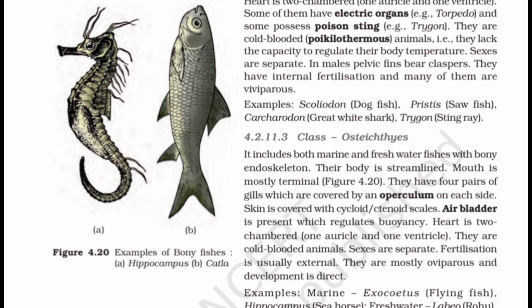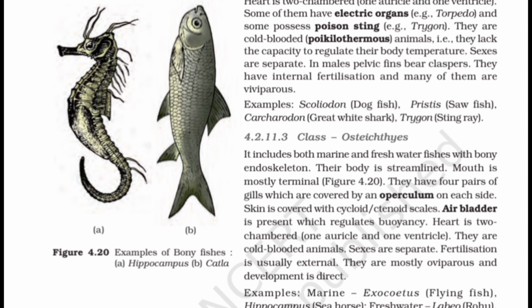The next class is Osteichthyes. It includes both marine and freshwater fish with a bony endoskeleton. Their body is streamlined, and the mouth is mostly ventral, as in figure 4.20, which shows examples of bony fish. The first one is Hippocampus and the second one is Catla. They have 4 pairs of gills which are covered by an operculum on each side. The skin is covered with cycloid or ctenoid scales. The air bladder is present, which regulates buoyancy. The heart is two-chambered, one auricle and one ventricle. They are cold-blooded animals.